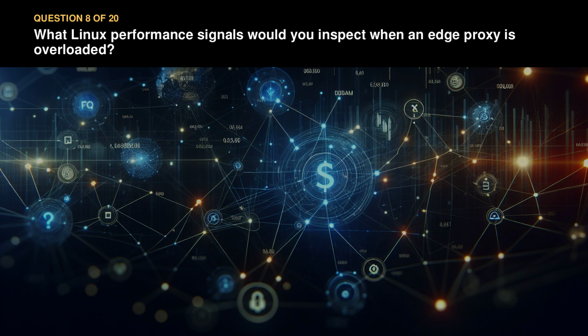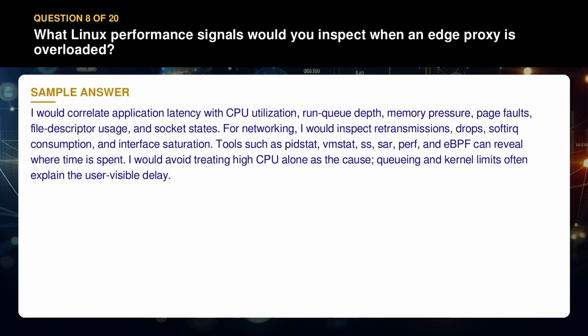Question 8. What Linux performance signals would you inspect when an edge proxy is overloaded? I would correlate application latency with CPU utilization, run queue depth, memory pressure, page faults, file descriptor usage, and socket states. For networking, I would inspect retransmissions, drops, softirq consumption, and interface saturation. Tools such as pidstat, vmstat, ss, sar, perf, and eBPF can reveal where time is spent.